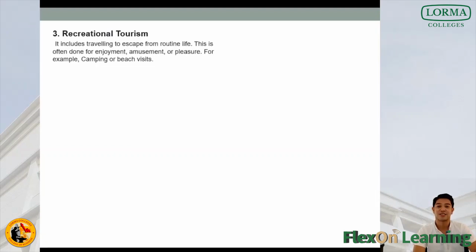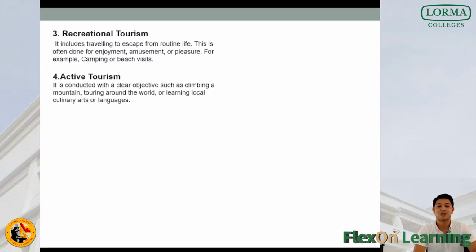Third, recreational tourism. It includes traveling to escape from routine life. This is often done for enjoyment, amusement, or pleasure. For example, camping or a beach visit. Fourth, active tourism. It is conducted with a clear objective such as climbing a mountain, touring around the world, or learning local culinary arts and languages.